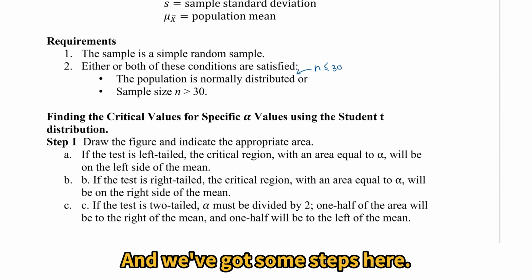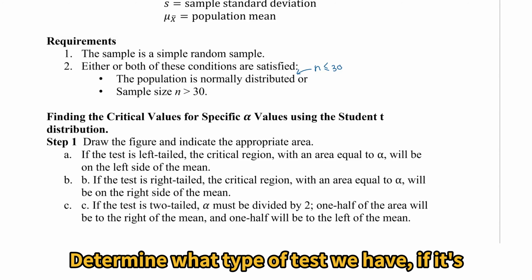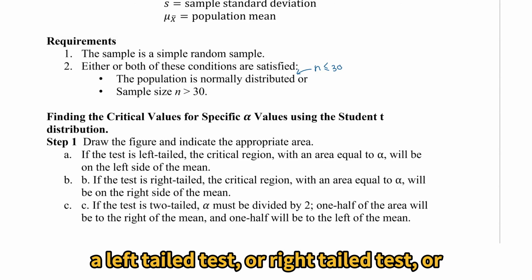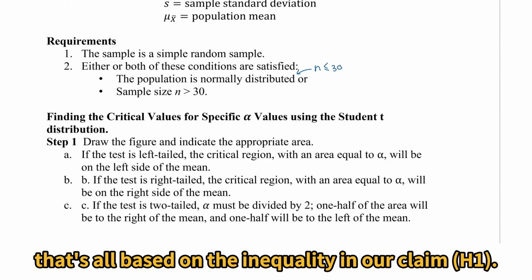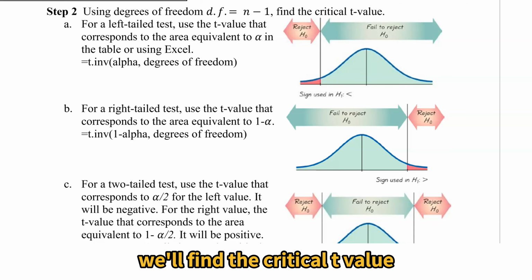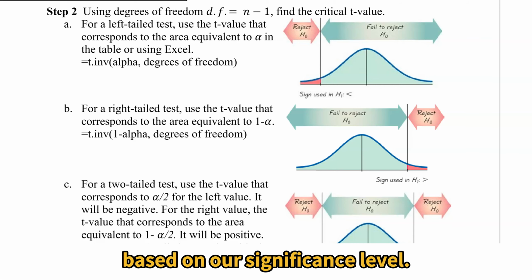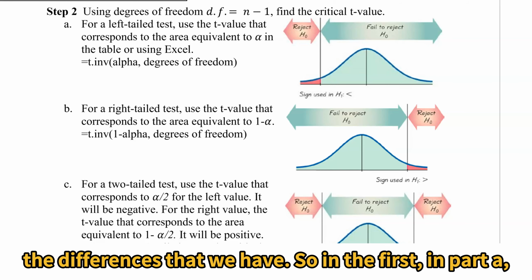And we've got some steps here. We're going to draw the figure, find the critical region, and determine what type of test we have, if it's a left-tailed test, a right-tailed test, or a two-tailed test. And remember, that's all based on the inequality in our claim. Then using the degrees of freedom, just like Chapter 7, degrees of freedom for t, n minus 1, we'll find the critical t value based on our significance level. And then these three pictures are given to show you the differences that we have.